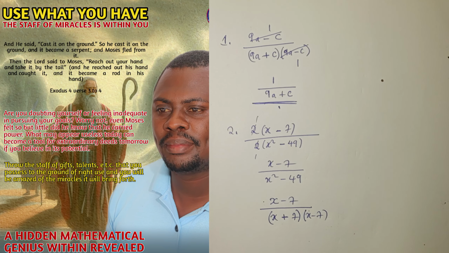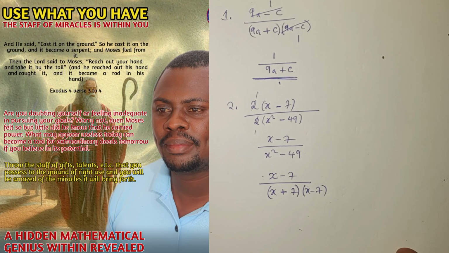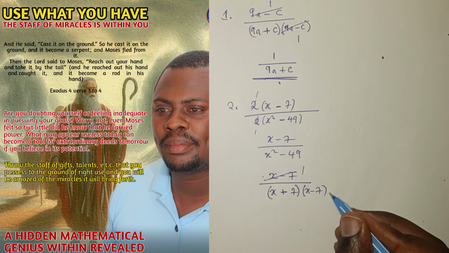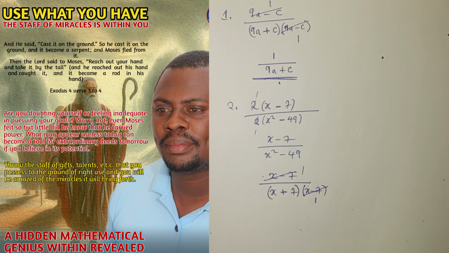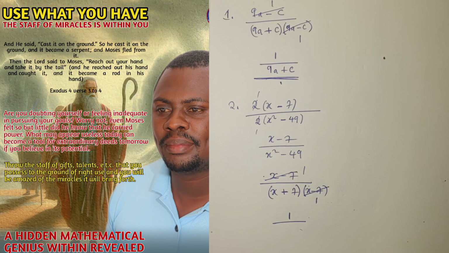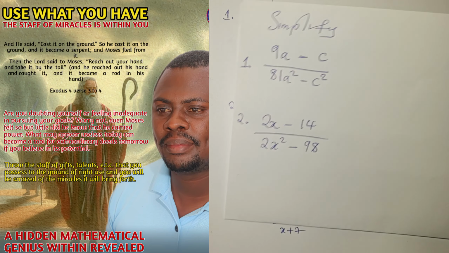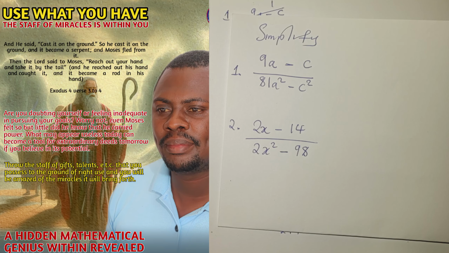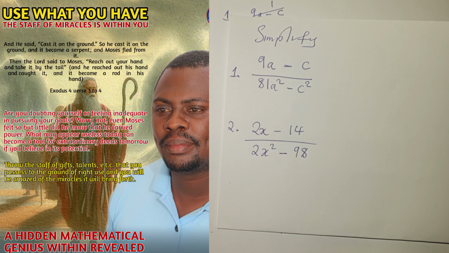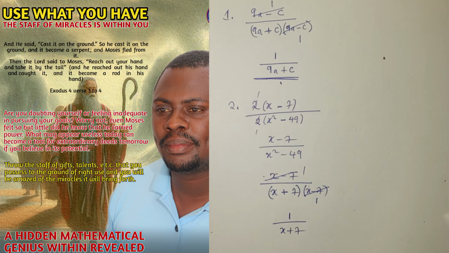Okay, again if you look at the numerator and the denominator, we can see that there is a common factor of x minus 7. So x minus 7 in x minus 7, it's 1. X minus 7 in x minus 7 is what? 1. So on the numerator we have 1 over, then on the denominator we have x plus 7. Okay, so 2x minus 14 over 2x squared minus 98 is simplified as 1 over x plus 7.